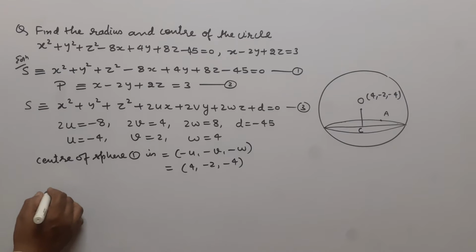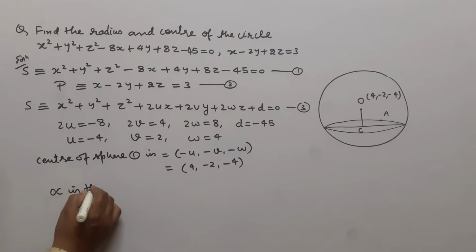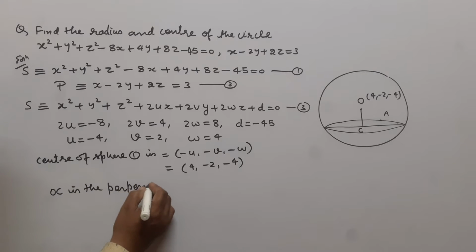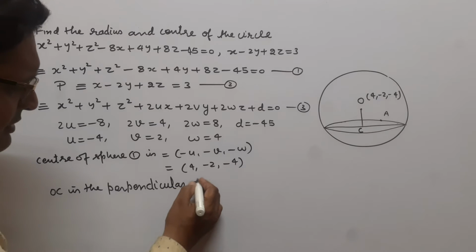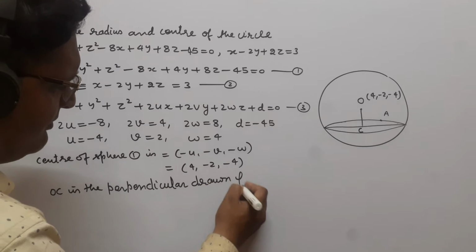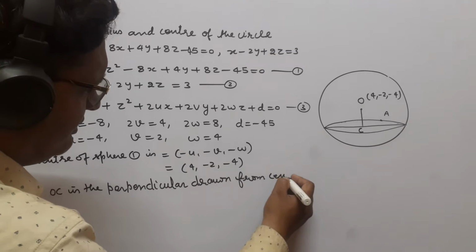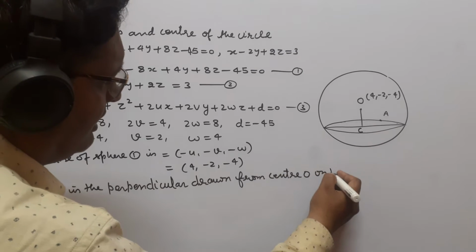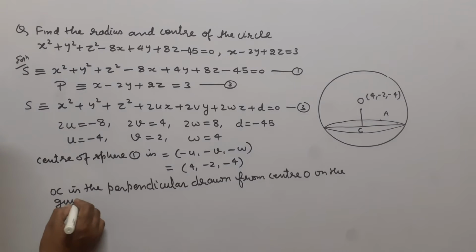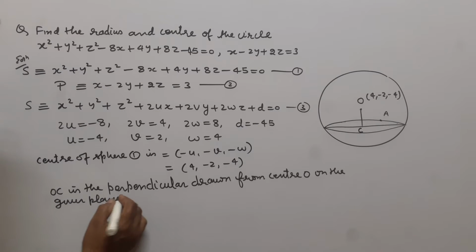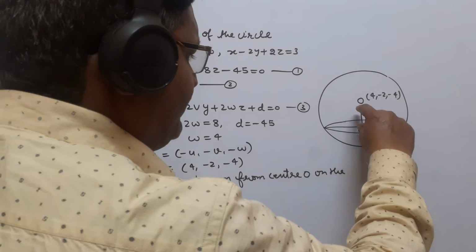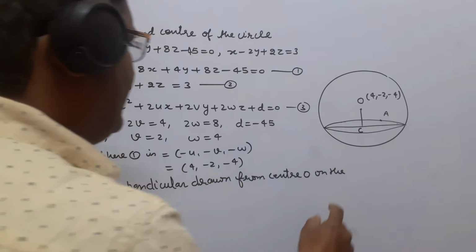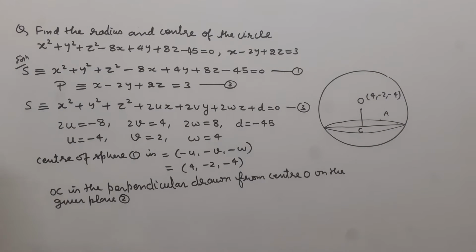So first we draw OC is the perpendicular. OC is the perpendicular drawn from center O on the given plane second. We can see here this OC is the perpendicular drawn from the center on the given plane second. So first we find here OC.